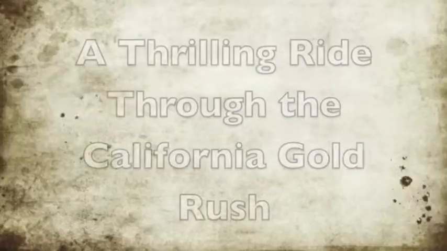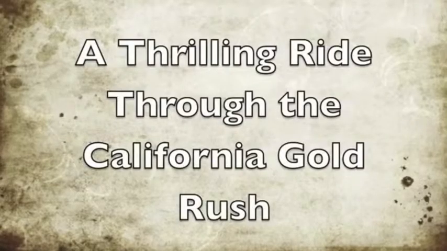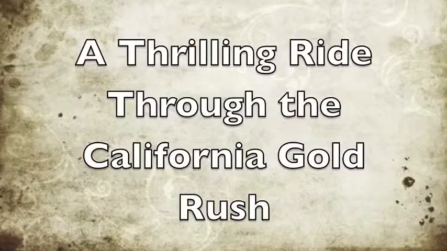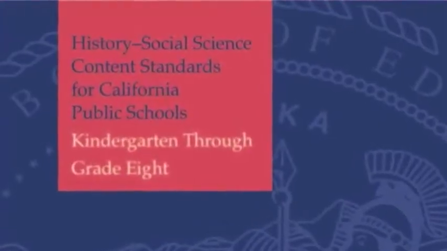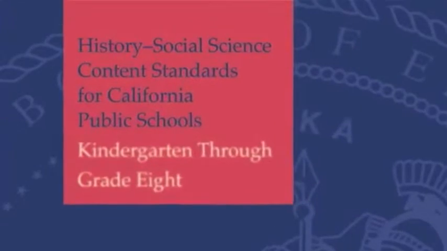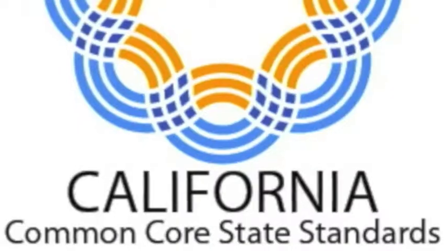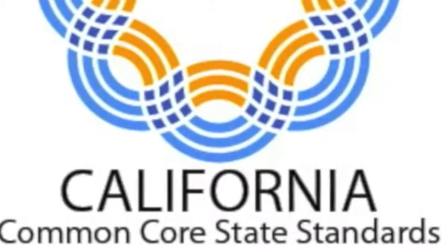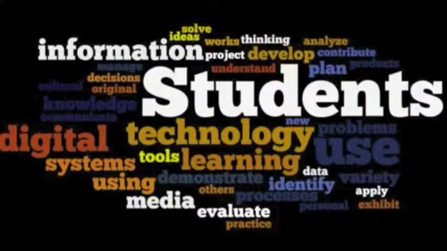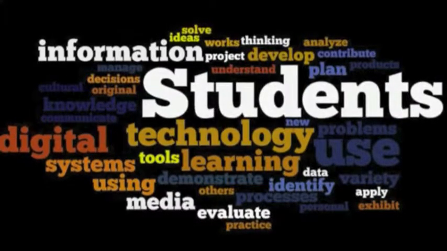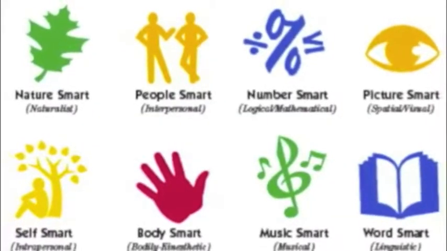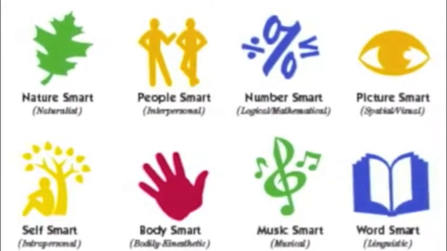Now I would like to take you through a preview of my unit, A Thrilling Ride Through the California Gold Rush. This will be a 3-week unit consisting of 15 lessons, incorporating California Social Studies standards, the newly adopted California Common Core standards, and ISTE technology standards, with each lesson catering to a variety of Howard Gardner's 8 multiple intelligences.